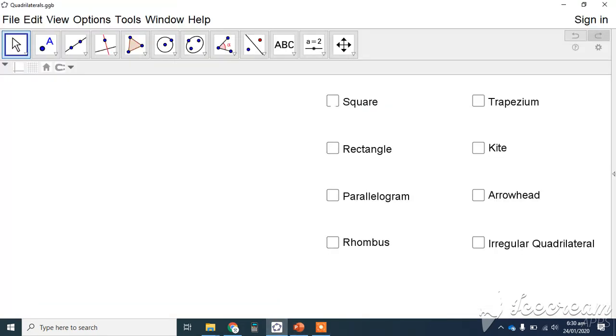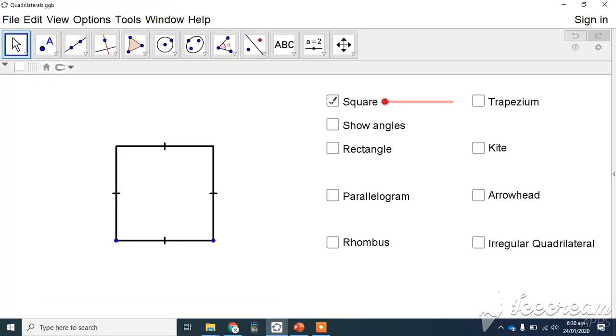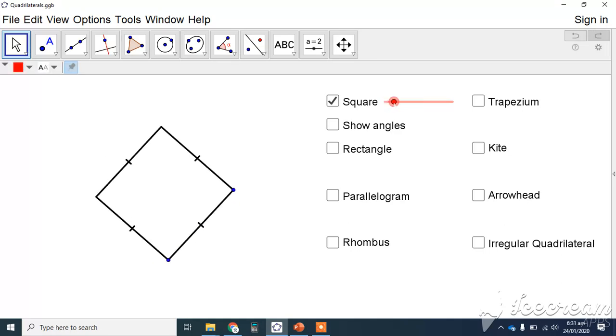We start with the only regular quadrilateral, the square. Now, a square has 4 sides equal. I've put these dashes here to mean all sides are equal. If I was to rotate the square, this is one thing I asked a student one day. I rotated a square and they said, oh, it's a diamond. No, it's still a square.